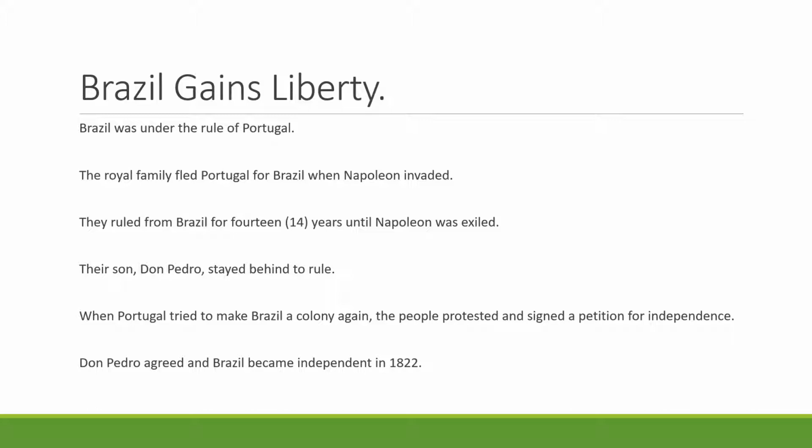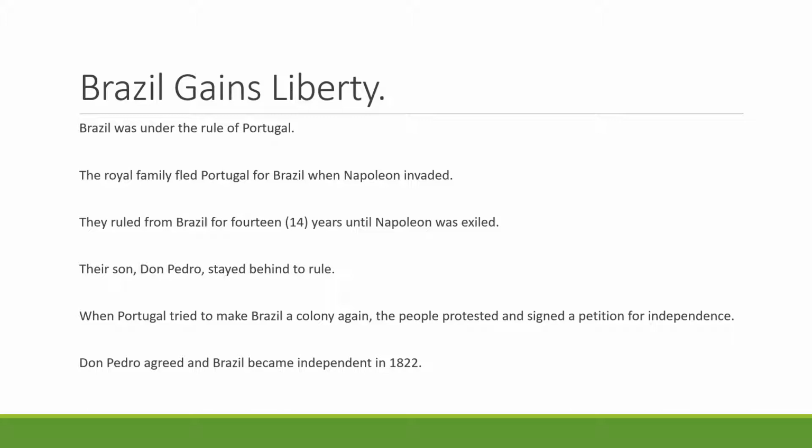Brazil. Brazil had been under the rule of Portugal, not Spain. We talked about that during the Age of Exploration, that Brazil had been founded by Portugal for sugarcane and things like that. Now, the royal family is going to flee Portugal for Brazil when Napoleon invaded Portugal. They're going to rule from Brazil for 14 years until Napoleon is finally exiled. But their son, Don Pedro, stayed behind to rule.